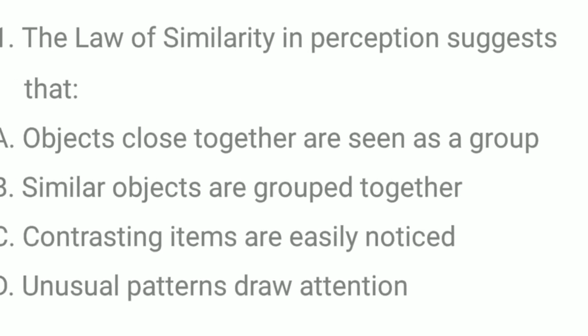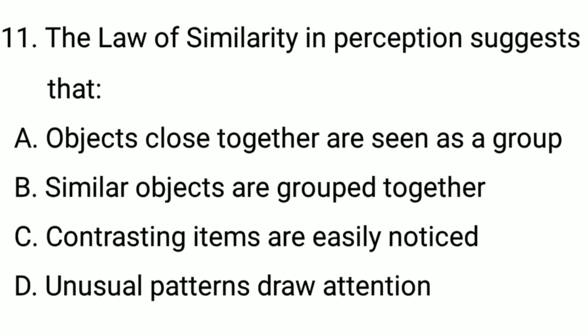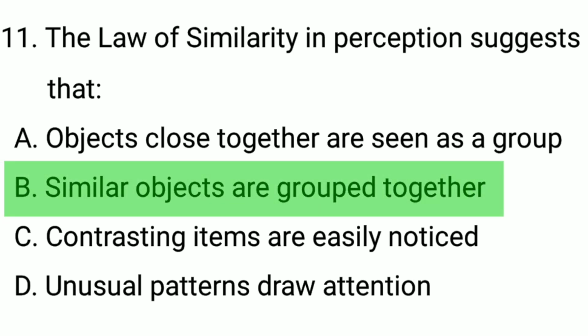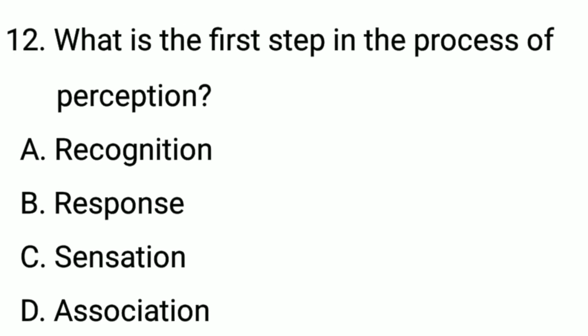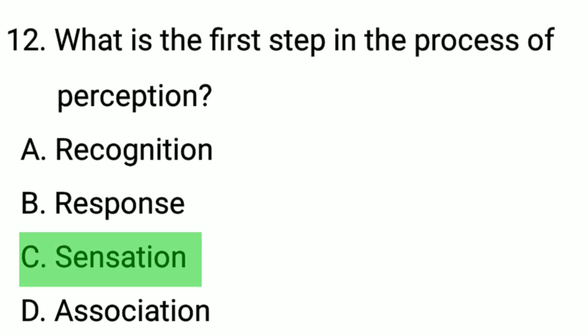Question number 11. The law of similarity in perception suggests that. The right option is option B, similar objects are grouped together. Question number 12. What is the first step in the process of perception? The right option is option C, sensation.